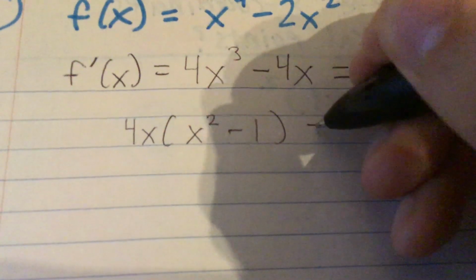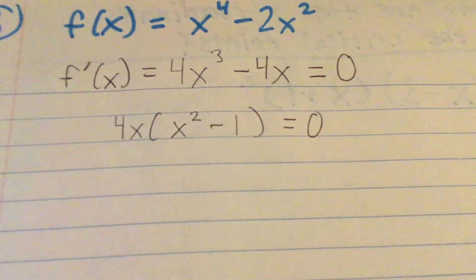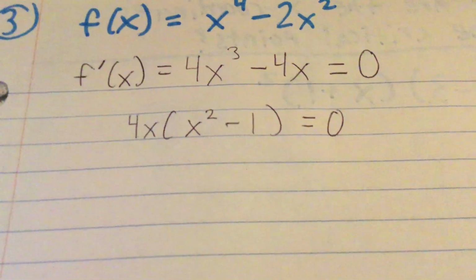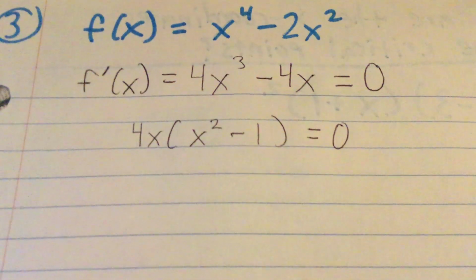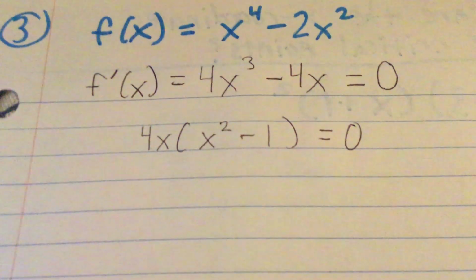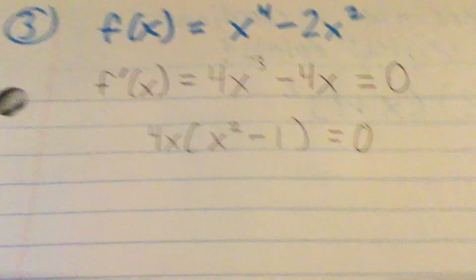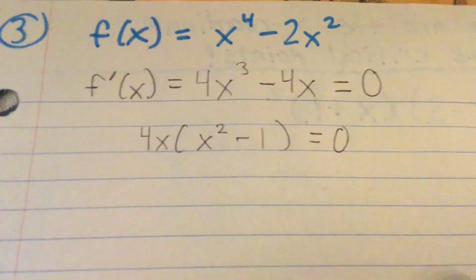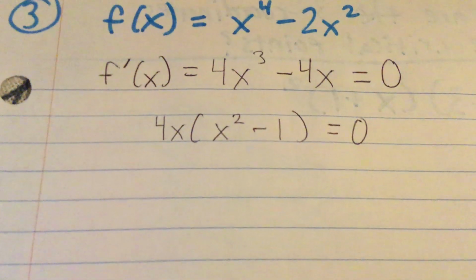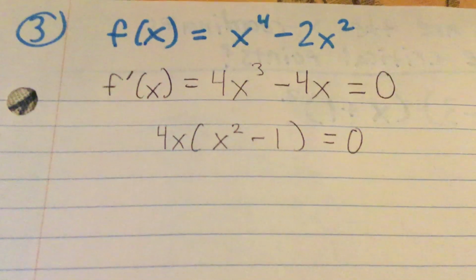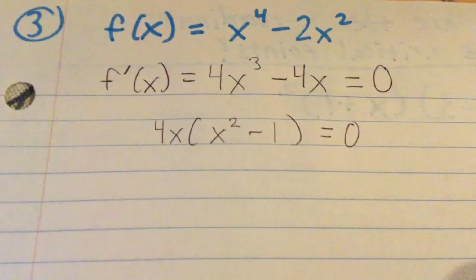Negative 1. So now we've got 4x times x squared minus 1 is equal to 0. Go back to algebra 1, go back to algebra 2. This is all it is. Because now we've got to factor x squared minus 1. It's the difference of two squares. Everybody straighten the tie. We're going to factor it into conjugates.